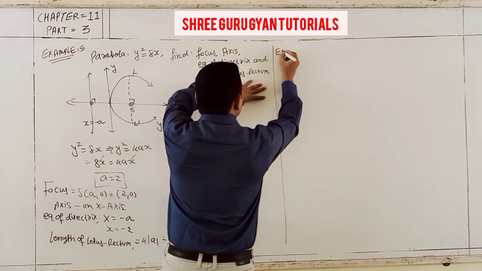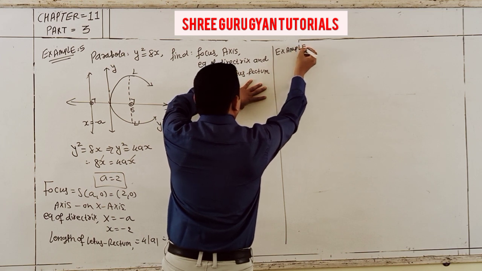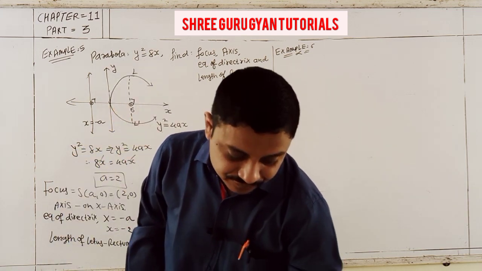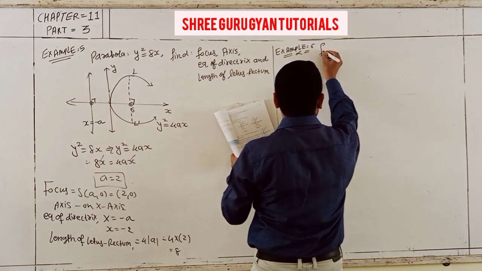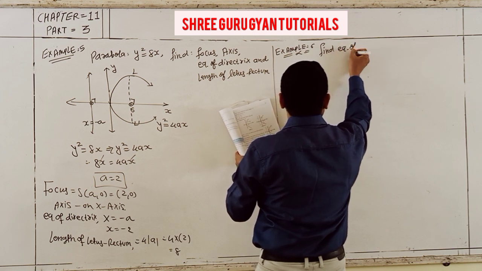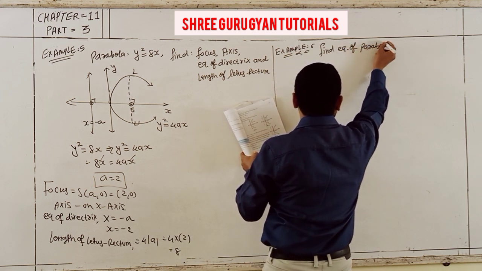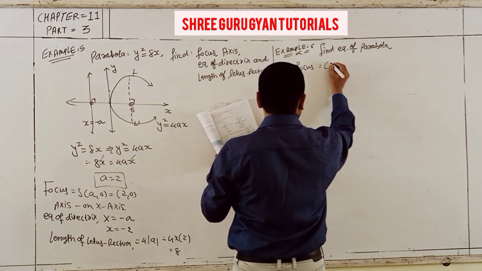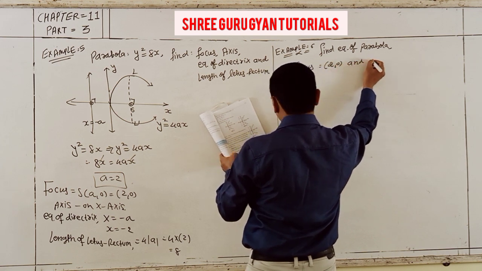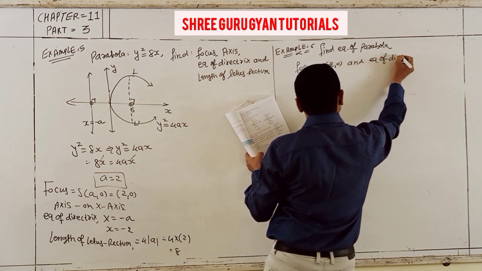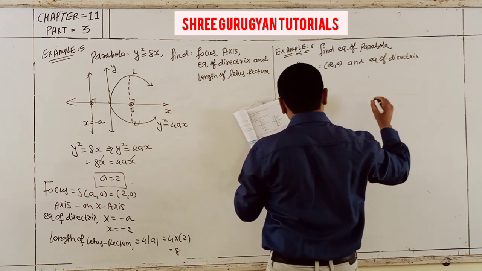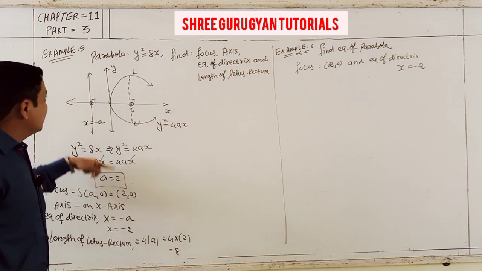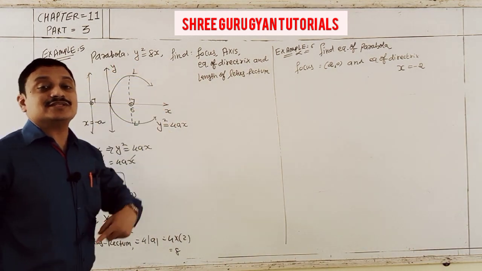Example 6. That also we will easily move ahead. 6th question. Yes, find the equation of parabola whose focus is 2 comma 0 and the equation of directrix given is x is equal to minus 2. It means exactly opposite to these questions. This answer given, your answer here in this sum is y square is equal to 8x.